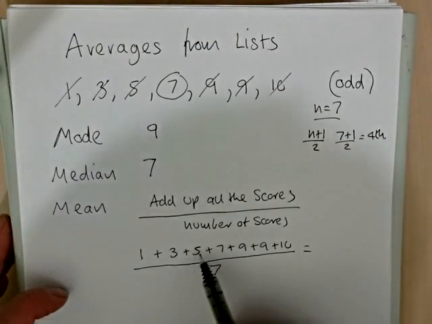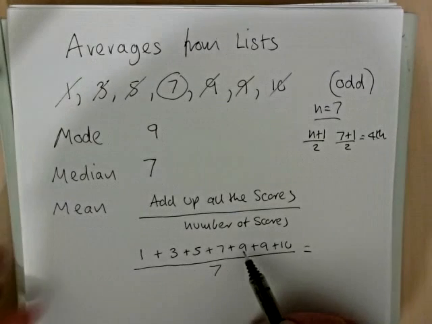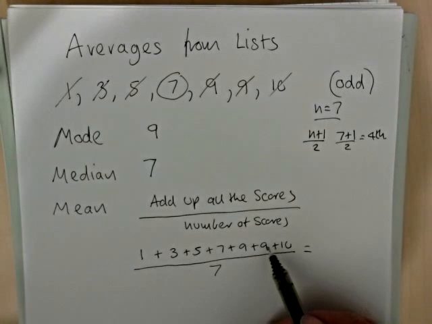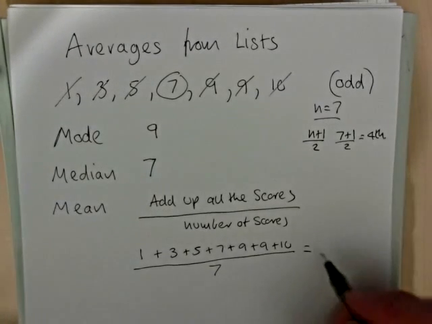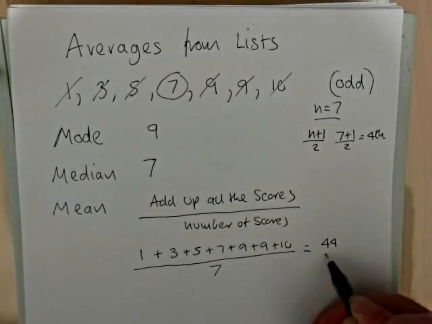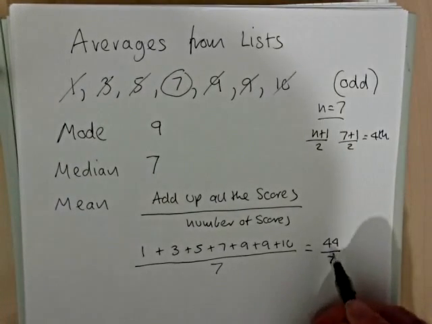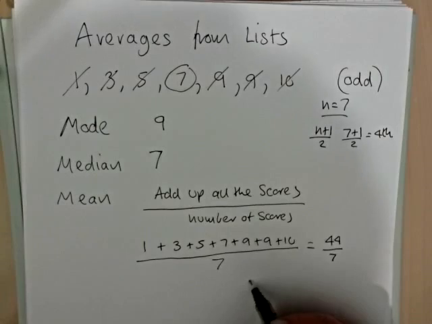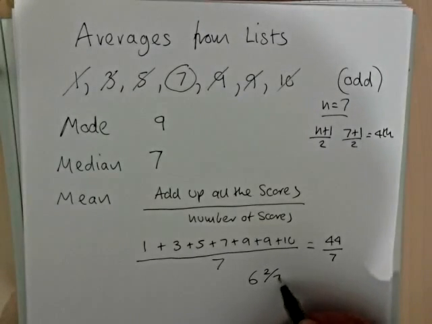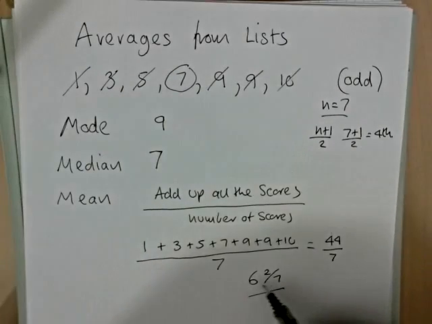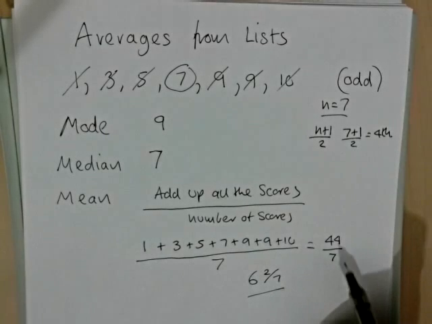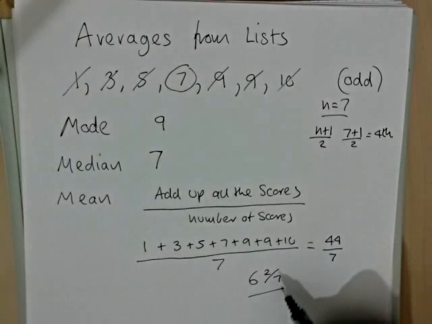So we've got 4, 5 is 9, 16, 16 and 9 is 25, 34, 44. It's 44 over 7. 7 goes into 44 6 times with 2 over, so as a fraction the answer is 6 and 2/7. You could do that with a calculator and round it off to 1 decimal place, that would be fine.